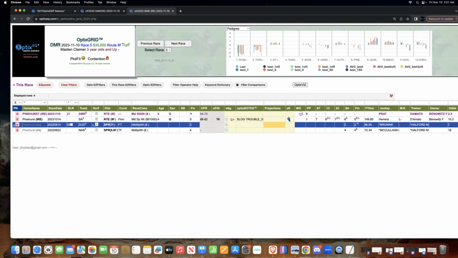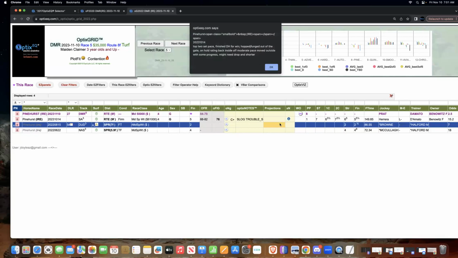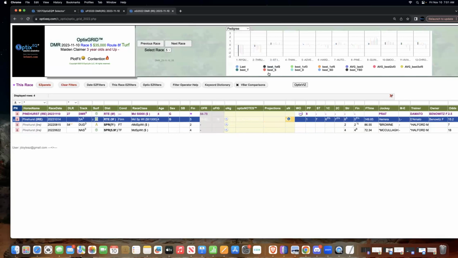And if you look at the extended note here, might need drop and shorter. Wow. So he's getting shorter. He's going from 9 furlongs to 8 furlongs. He's getting the drop from maiden special weight to maiden claiming. So those are positives. With a speed figure of 76, just below the range. Expect big improvement with these horses second time in the States.